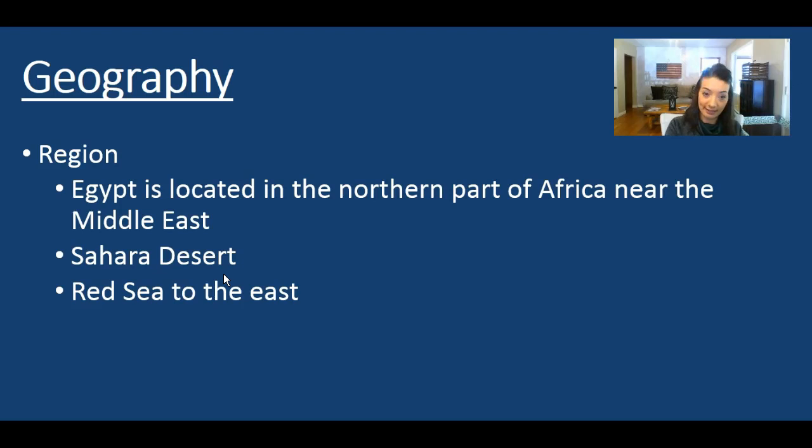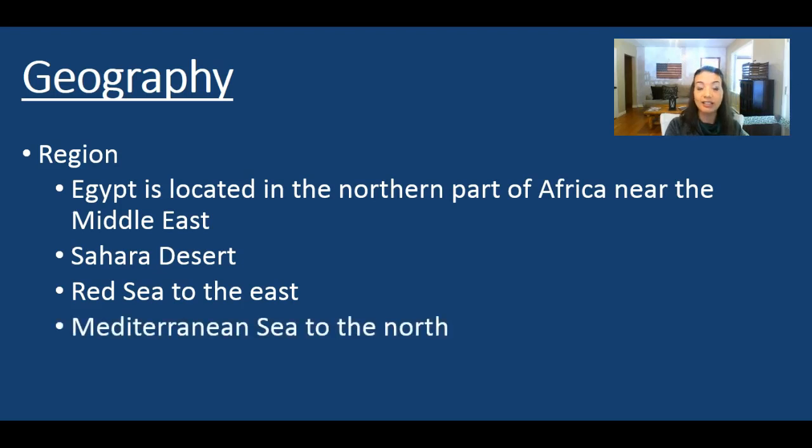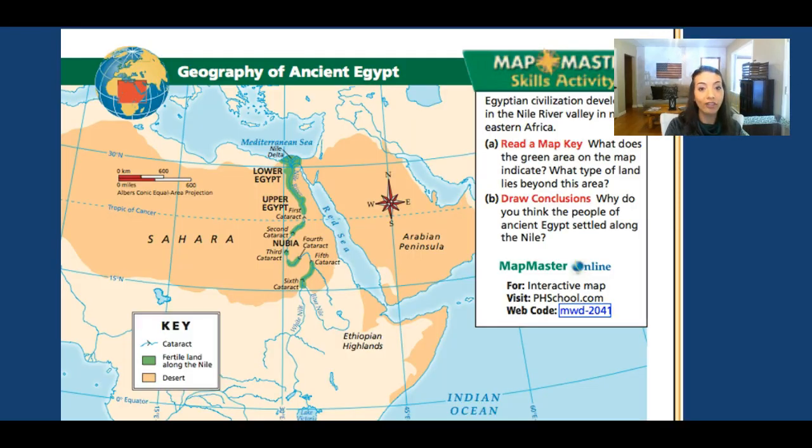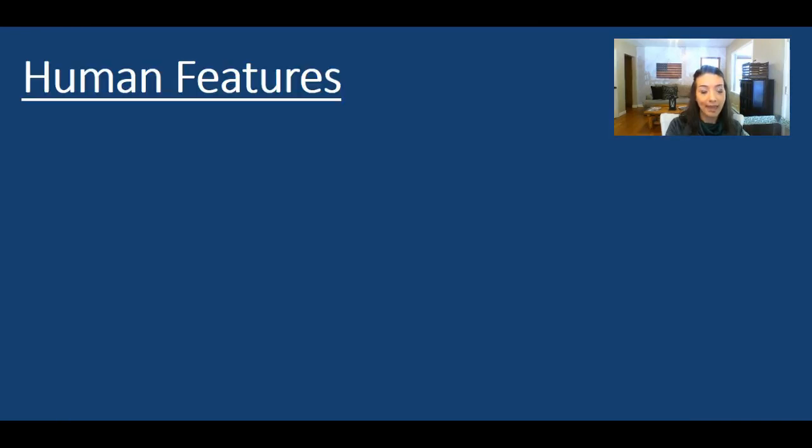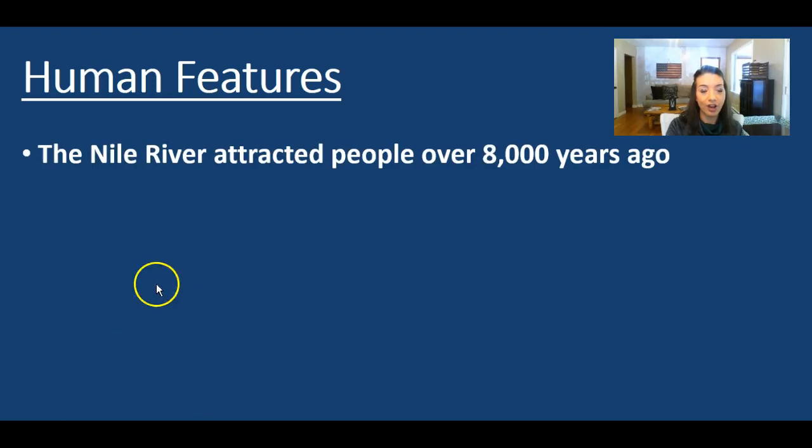The Red Sea is to the east, the Mediterranean Sea is to the north, and here we have this map again. So here is Egypt. This darker brown area is the Sahara Desert. Here is the Red Sea to the east, and here is the Mediterranean Sea to the north. And human features of geography.